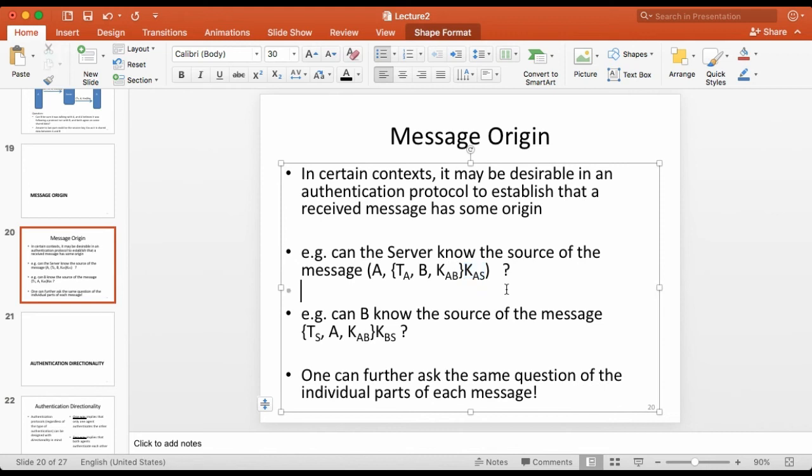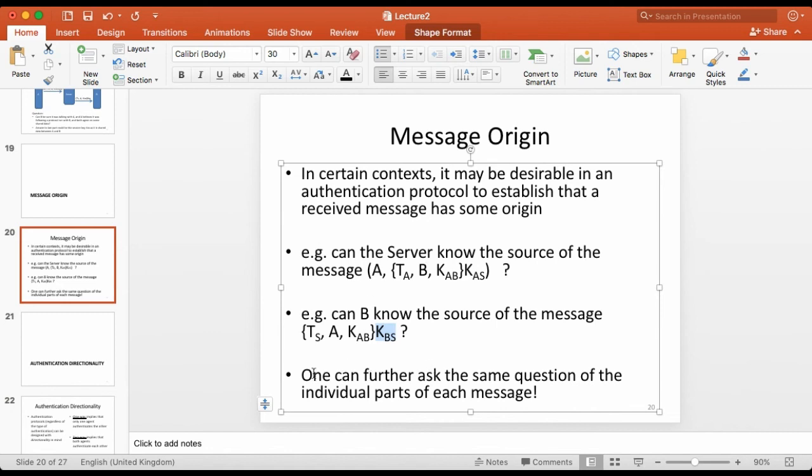And another question would be whether B knows the source of the message that it receives. What is the source of this message? And the answer is yes, it does, because again, when it decrypts this message using the key KBS, it knows that this key is only shared with the server S, and therefore it knows that this message could not have originated from anywhere else in the world other than from the server themselves.